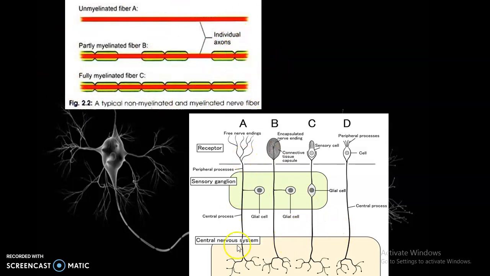Now if you look here, these are the different types of nerve fibers with free nerve endings, then encapsulated nerve endings, sensory cell, and you can see peripheral processes here. These are all nerve fibers which lead to the central nervous system and inform the brain about certain activity or make the central nervous system aware of a stimulus. And perception occurs. Perception and sensation occur in the central nervous system.